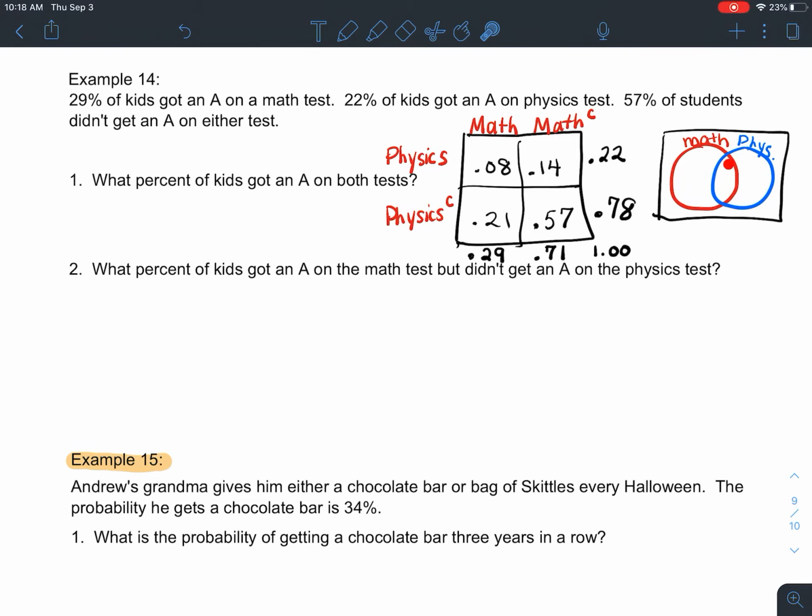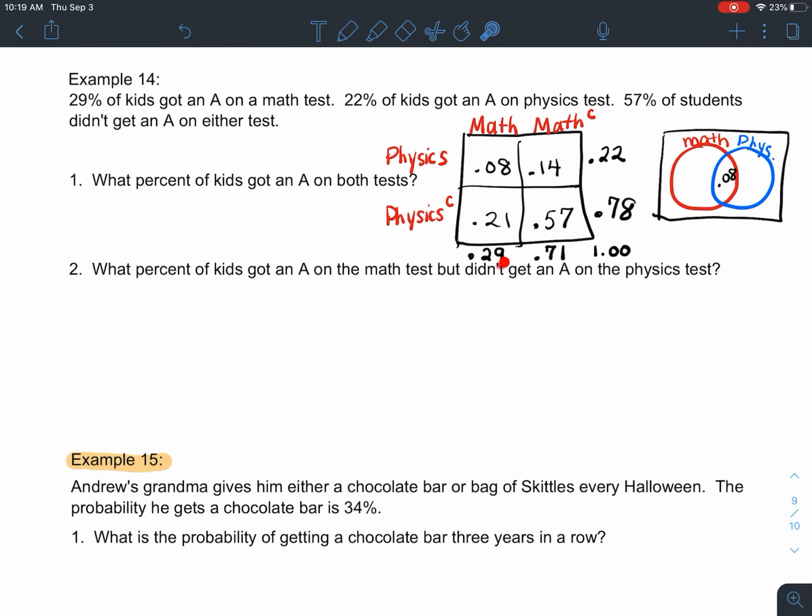Okay. All right, so we can see here that the individuals who got both an A on the math and the physics would be represented by this intersection of these two interlocking circles. Okay, I know that to be 0.08 from me making that two-way table.